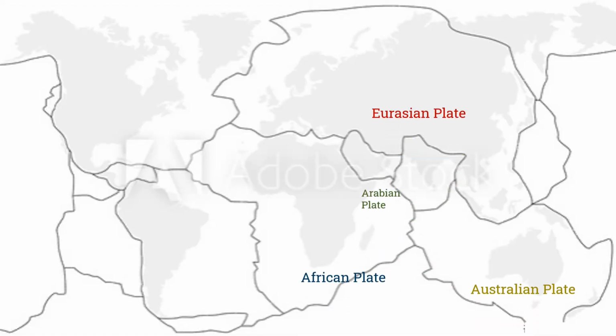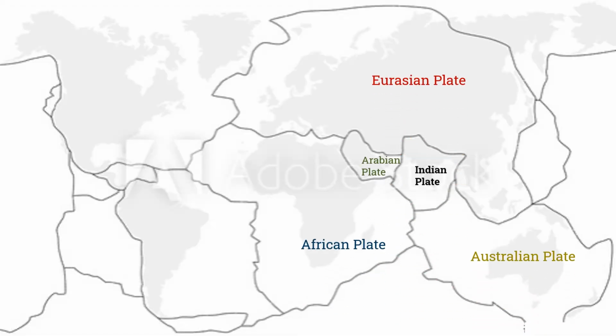If we look at the plates which are adjoining the Indian plate, this is the Indian plate, and the adjoining plates are the Arabian plate, Eurasian plate, African plate, and Australian plate. All these are decided by the tectonic activities occurring.